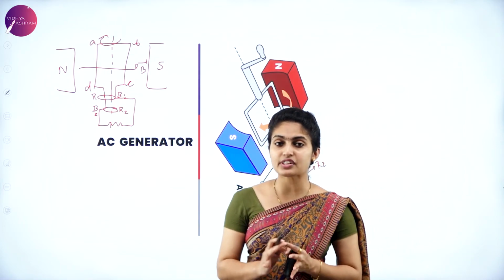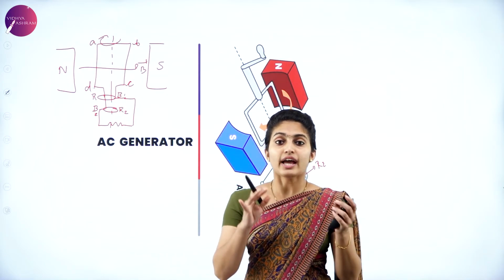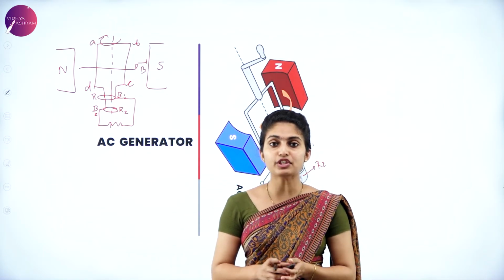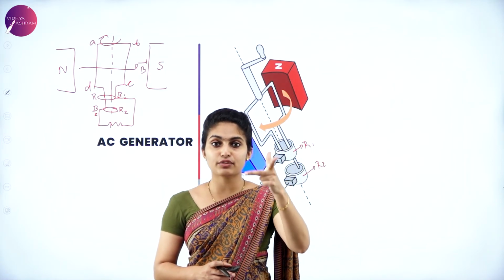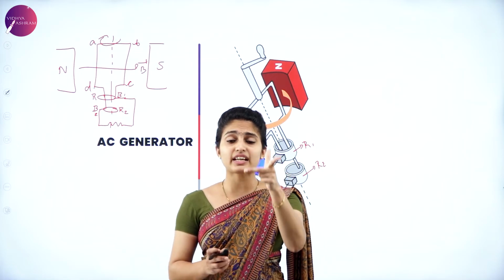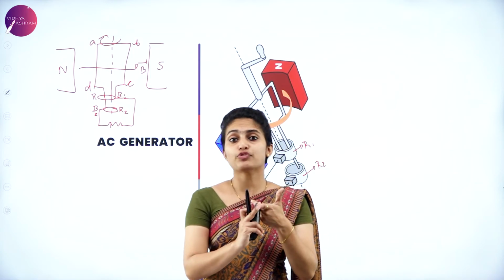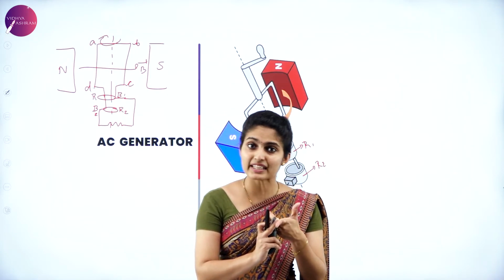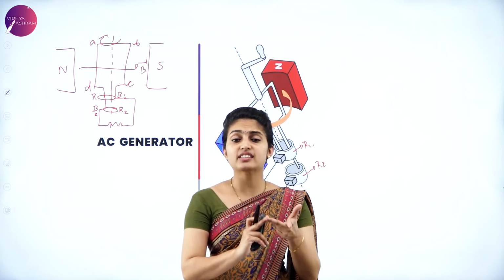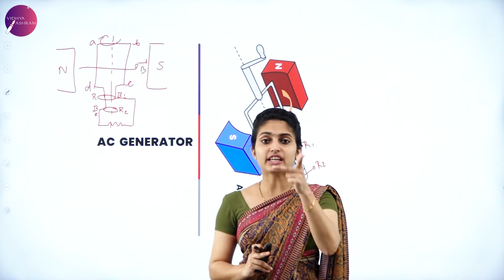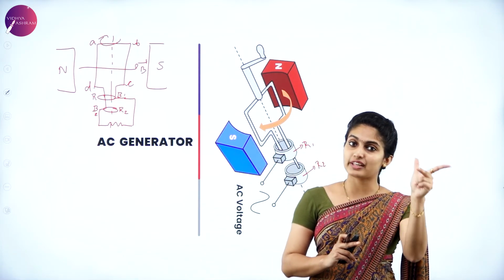And finally, we are studying how exactly it works. We know that according to Fleming's left hand rule, the thumb indicates the direction of motion of the conductor, the forefinger indicates the direction of the magnetic field, and the central finger indicates the direction of current through it, which is the induced current. So these three fingers give Fleming's left hand rule.